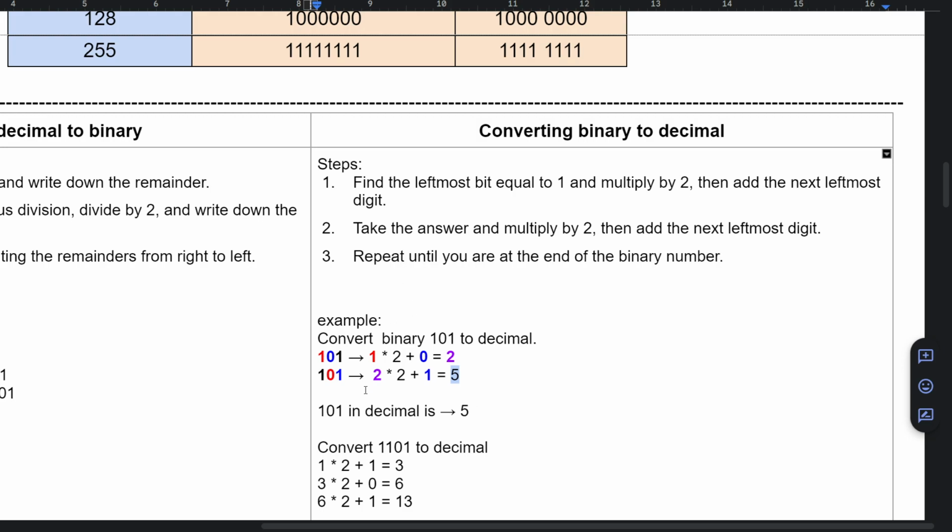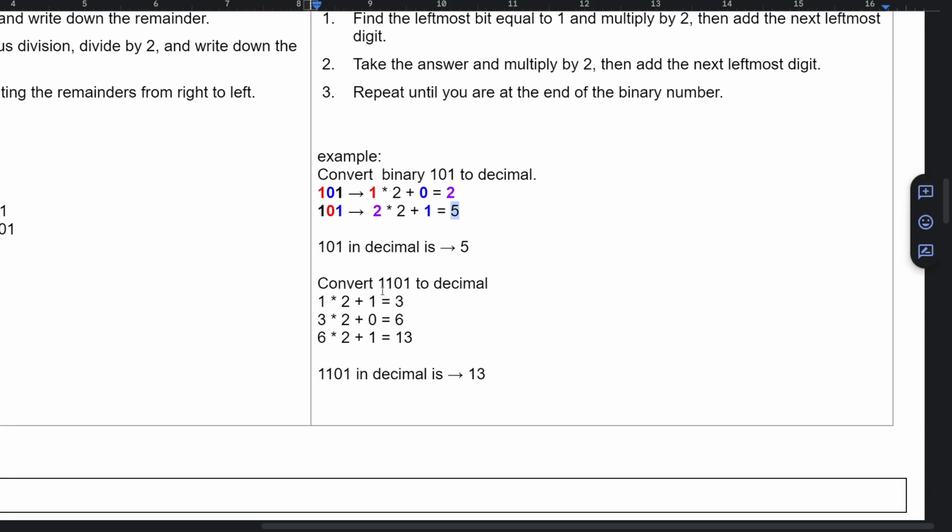All right. And so if we have a much larger one, we're going to do something similar. So here's our first digit. We're going to convert this to decimal. So here our first digit is 1, so we do 1 times 2. Our next digit is also a 1, so we add 1 to it. So there we have 3. Then we're going to go on 3 times 2. Our next digit is a 0. So we add 0, we get 6. 6 times 2, our next digit is a 1, so we add 1, and we get 13. So 1101 in decimal is 13. So 2 different ways you could do that.